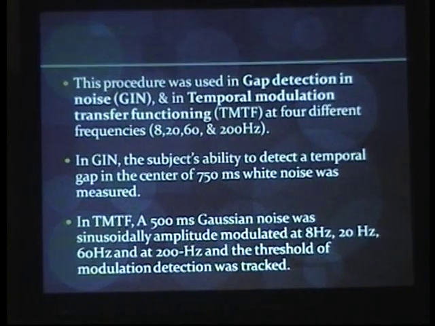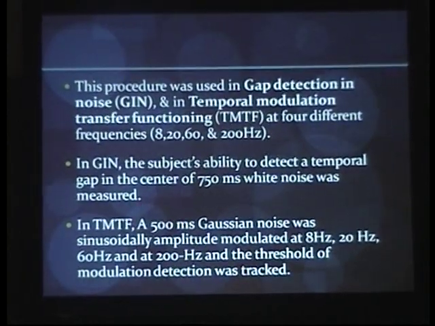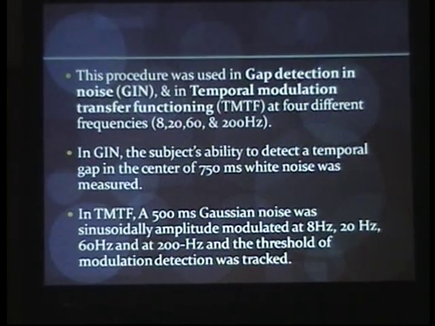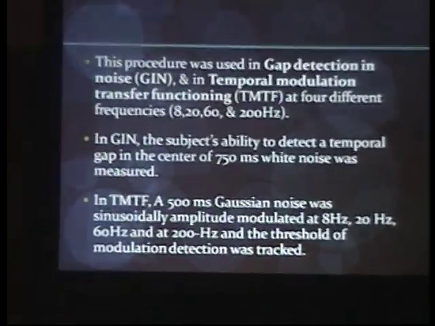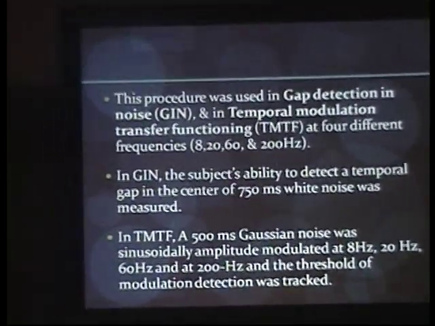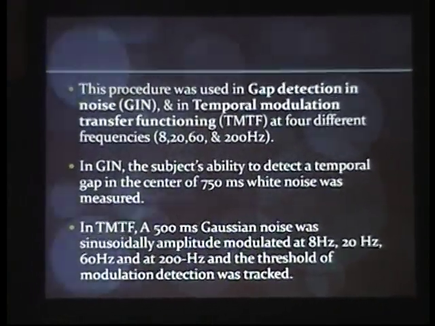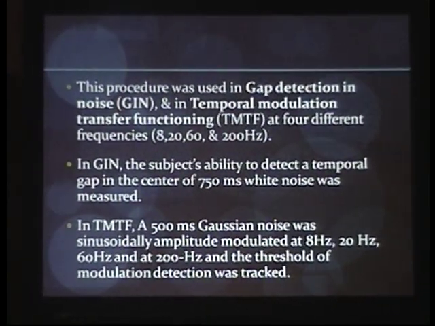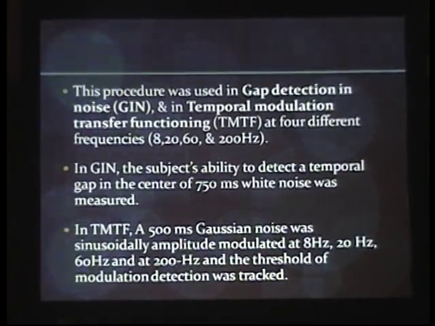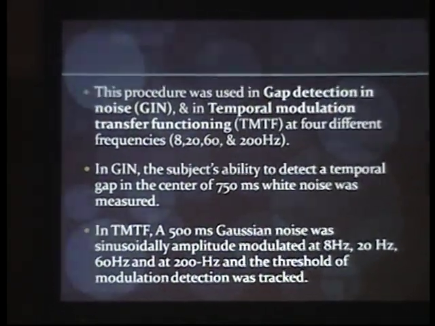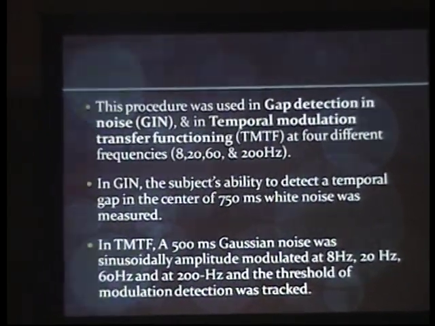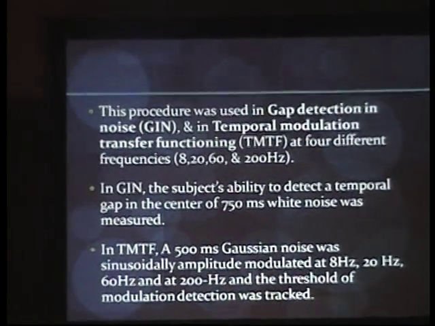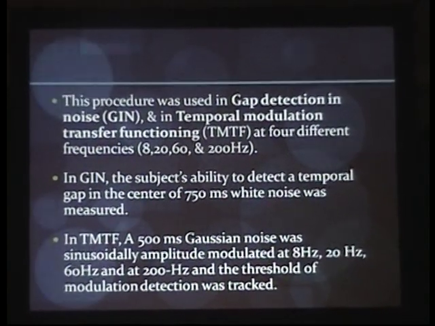This procedure was used in gap detection in noise, and in measurement of modulation detection thresholds, also known as the temporal modulation transfer function, at 4 different frequencies, that is 8 Hz, 20 Hz, 60 Hz, and 200 Hz. In gap detection in noise, the subject's ability to detect a temporal gap in the center of 750 millisecond white noise was measured. And in the temporal modulation transfer function, a 500 millisecond Gaussian noise was sinusoidally amplitude modulated at 8 Hz, 20 Hz, 60 Hz, and 200 Hz, and the thresholds of modulation detection were measured.